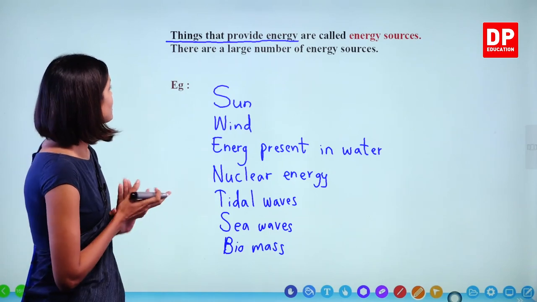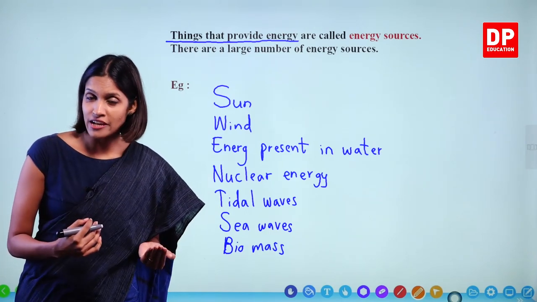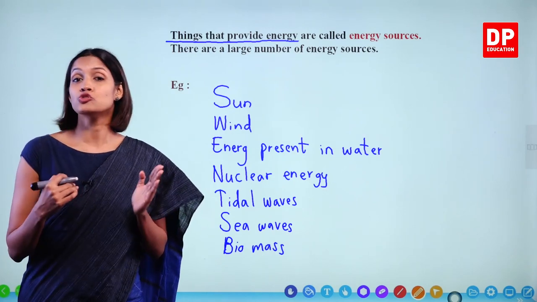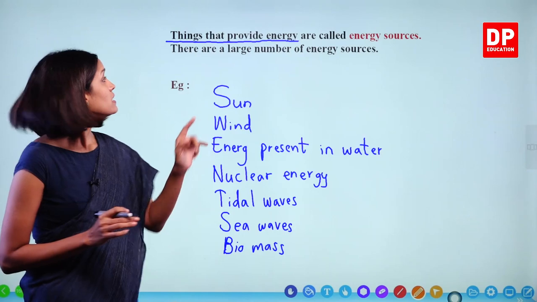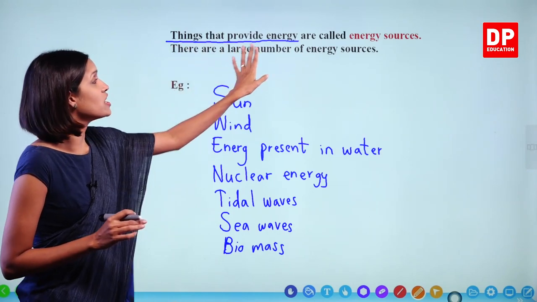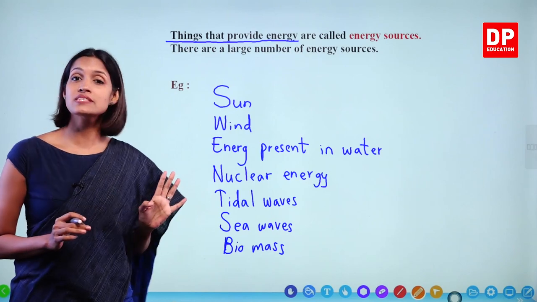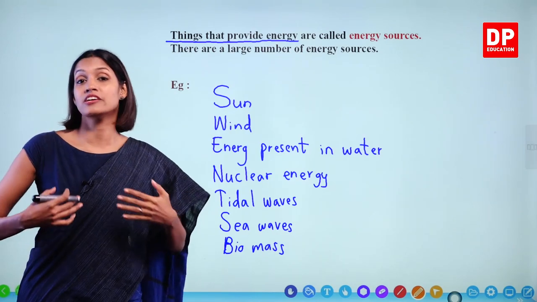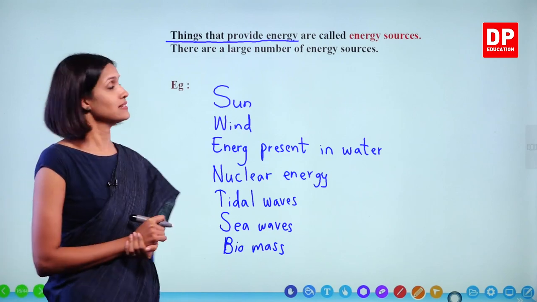So I hope it's very clear now. We need energy to do our day-to-day activities. The ability to do work is known as energy. And when it comes to energy, the things that provide energy are called energy sources. And there are a number of energy sources, or things that give us energy, that we use in our day-to-day lives. Okay, children.